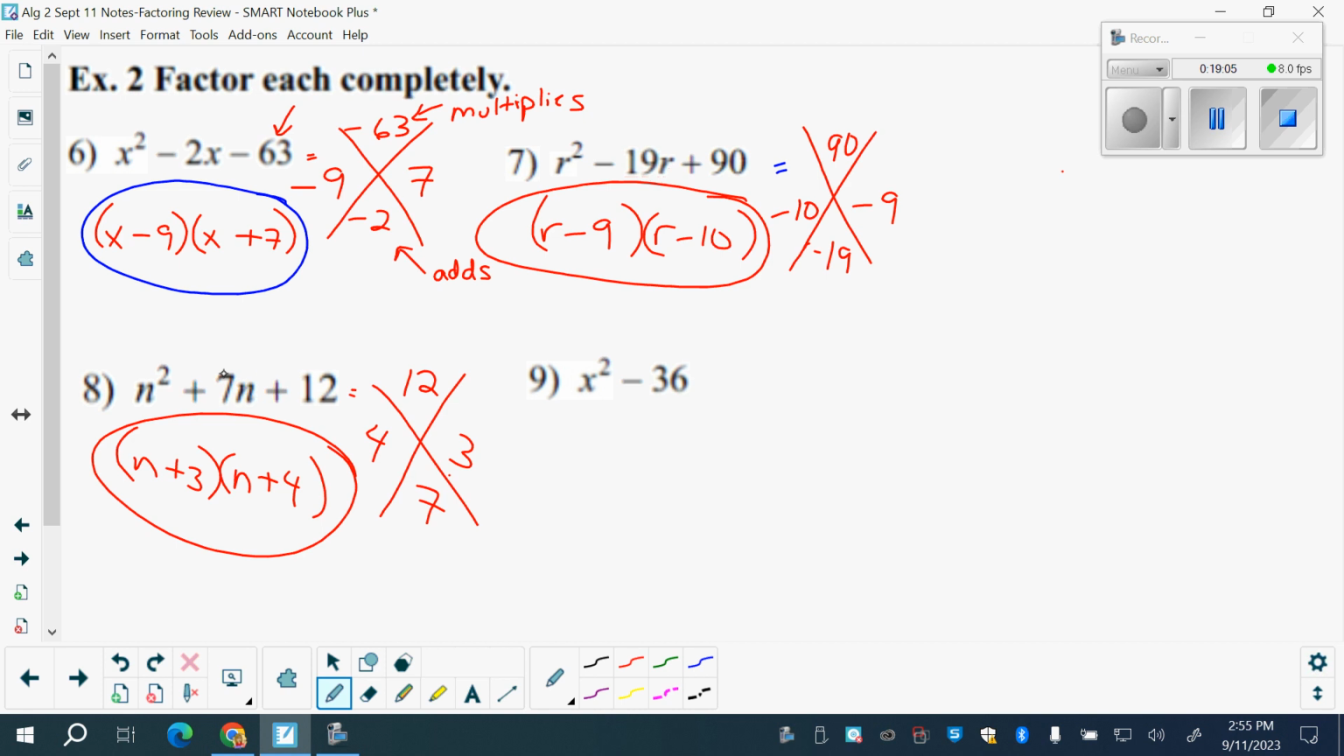Okay, number 9. Does that one look the same? No. So factoring is all about patterns. We're looking at patterns. So this pattern is different. So how might we get 2 terms like that? It's separated by a minus.